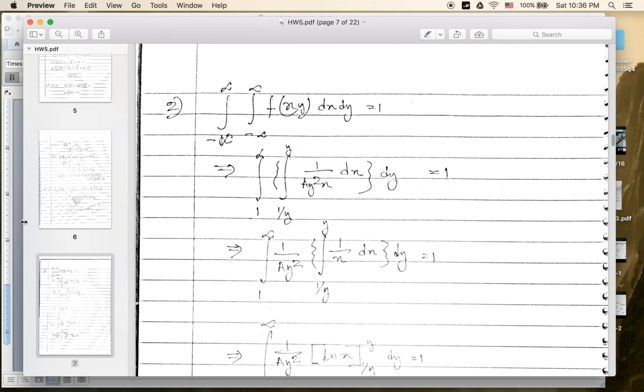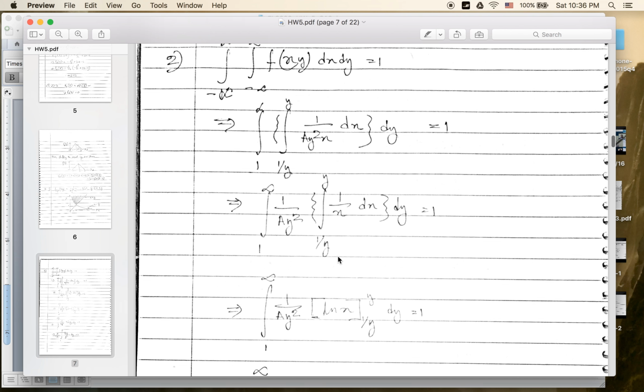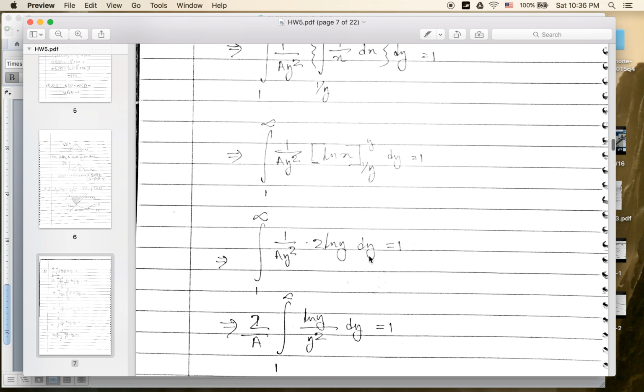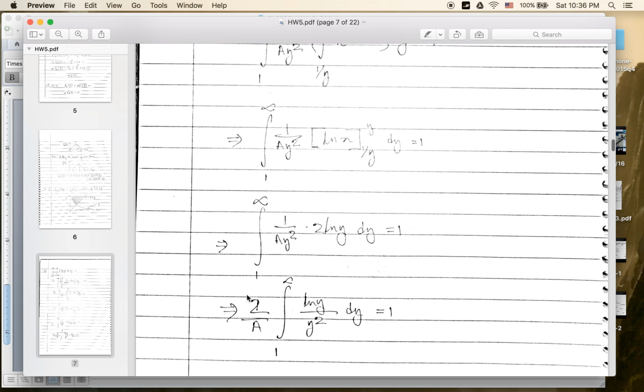So now question two was to find out the value of a, I guess. So we take the double integration of f(x,y) from minus infinity to plus infinity, and as this is a valid probability density function, this should be 1. So we put the value of f(x,y), 1 by a into y square into x, dx dy equals to 1. So first we integrate over x, and we get the integration of 1 by x, which is ln x from 1 by y to y, that is nothing but 2 into ln y. As a is constant, we take a out of the integration, so this part comes out of the equation as 2 by a, and the integration limit is changed to y from 1 to infinity.